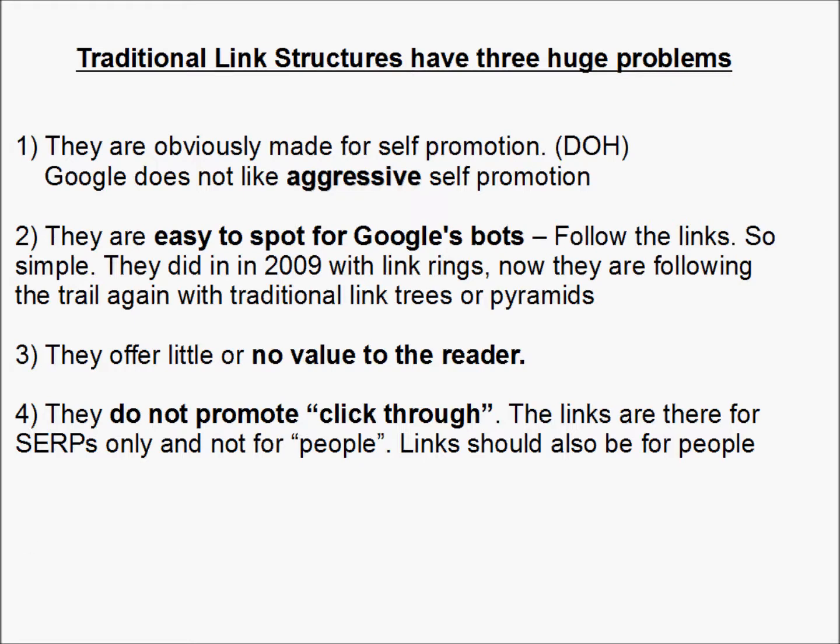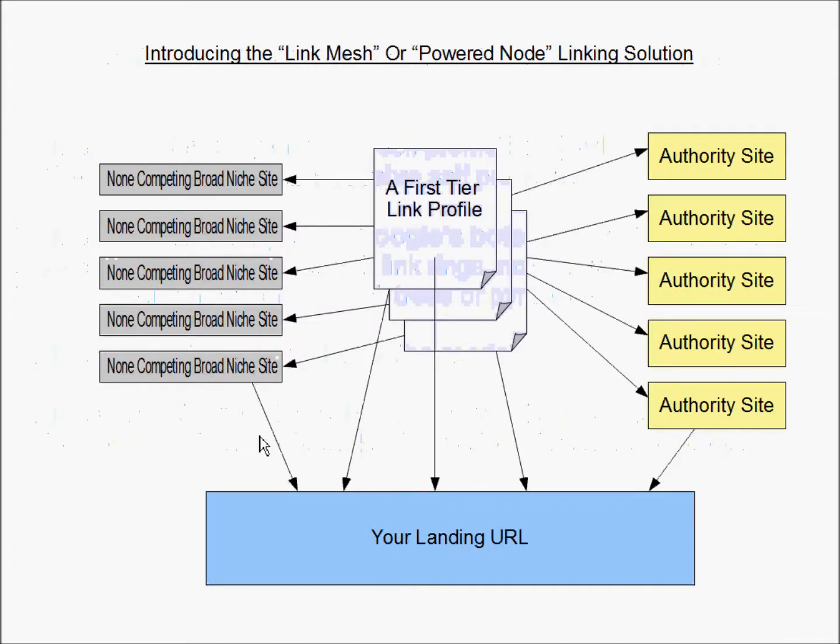Let's have a look at what we're looking at now, and this is going to take a little bit of explaining. This is the link mesh or powered node linking solution, and there are a couple of things to look at here. First of all, it's based on a profile, not a link, not a site, not a page, not an individual URL, but a profile. So you create a profile on WordPress.com or on Tumblr, on Soup, or on your own blog hosted on a different host, or even an article site.